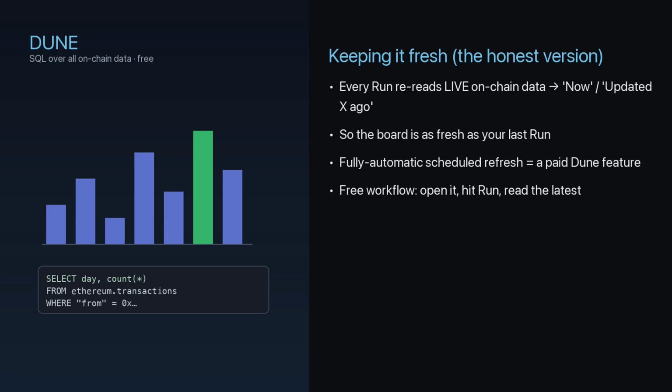1 honest note on keeping it fresh, because you'll ask. Every time you hit run, Dune rereads live data straight from the chain, and each tile stamps how fresh it is, now or updated however many minutes ago. So your dashboard is always as current as your last run. Fully hands-off, automatic refresh on a schedule where it updates itself every hour without you is a paid Dune feature. But on the free plan, the workflow is simple. Open the dashboard, hit run, and you're looking at the latest chain data filtered exactly how you want.